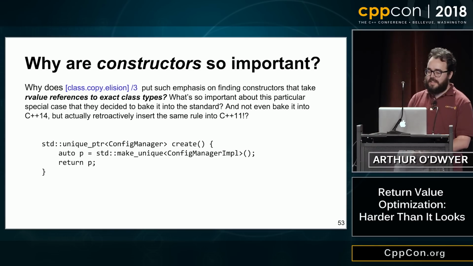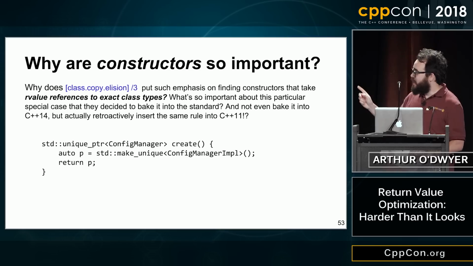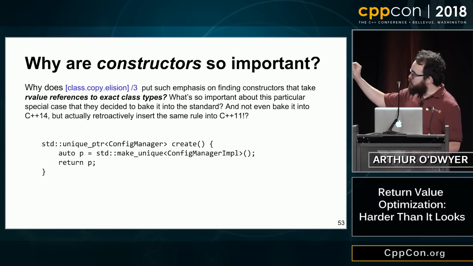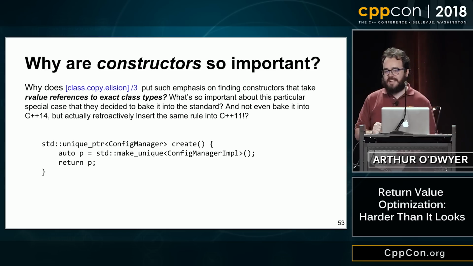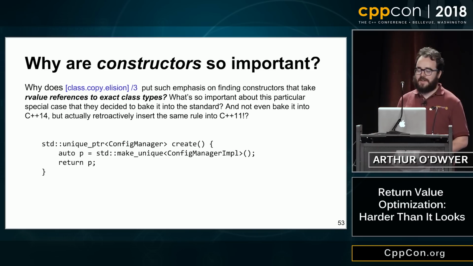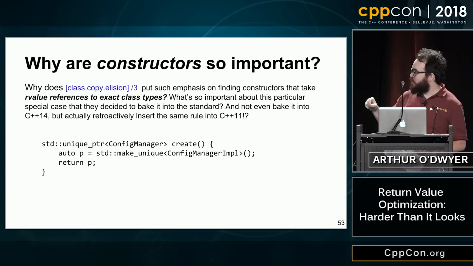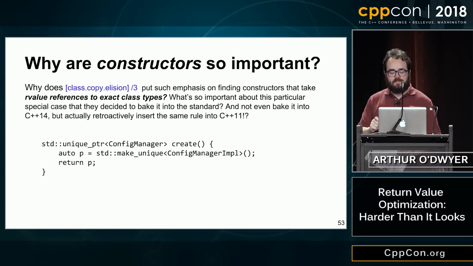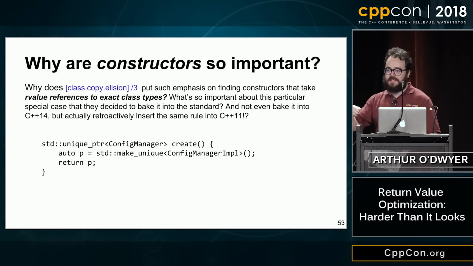Without this rule that return p would do a move when it could, if return p there did a copy, it would be trying to copy a unique_ptr, and that would not work. That would just not compile at all. So it was very important that if you want this code to work, you've got to make sure that it moves when it can, in such a way that I can take a unique_ptr of ConfigManagerImpl and get a unique_ptr of ConfigManager out the other side.